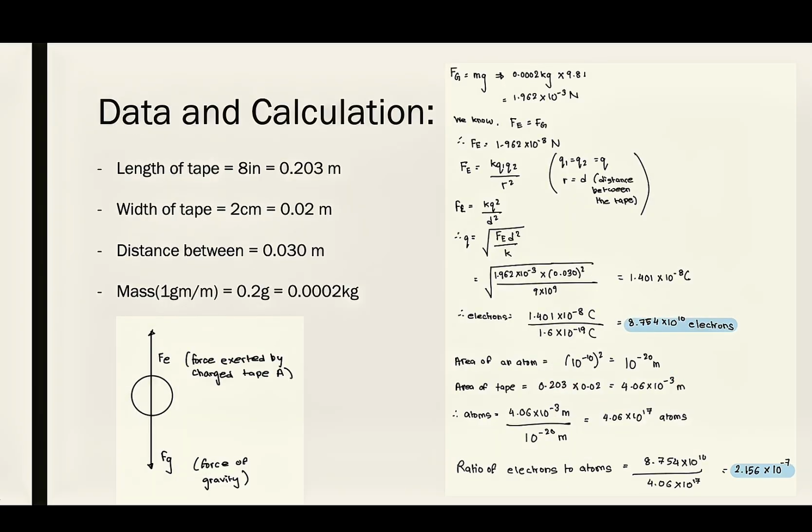The data and calculations, as we can clearly see here: Fg equals mg, which is the force due to gravity. We calculated it to be 1.962 × 10^-3 newtons. As we know that both the forces balance each other, Fe equals Fg, which is also 1.962 × 10^-3 newtons. We know the formula of Fe as k q1 q2 over r squared, which we can use to find the charge, which is 1.401 × 10^-8 coulombs.